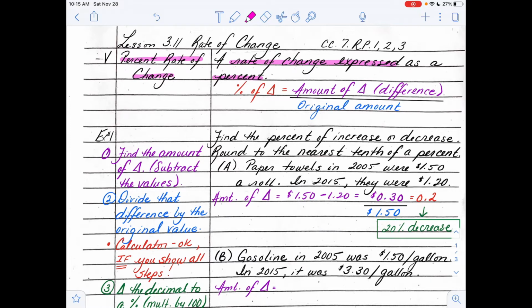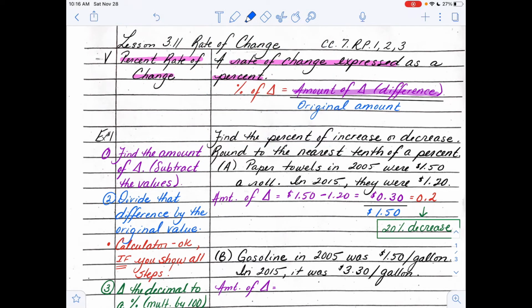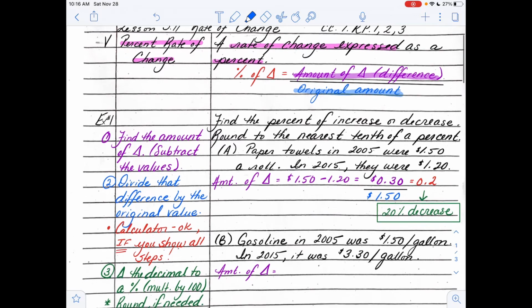So I'm giving you the formula. The percent of change, what you need to do first is to find the amount of change. And to find that amount of change, we are finding the difference in values. And remember, difference is a subtraction problem. So we're subtracting those values. Then you're going to divide that by the original amount, what it started as. And that's how we're going to find that percent of change. So let's give an example.